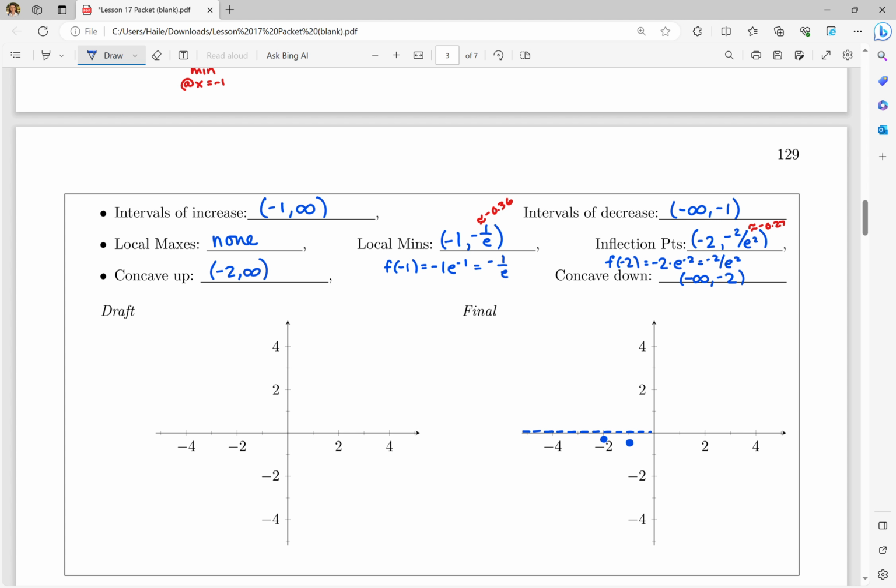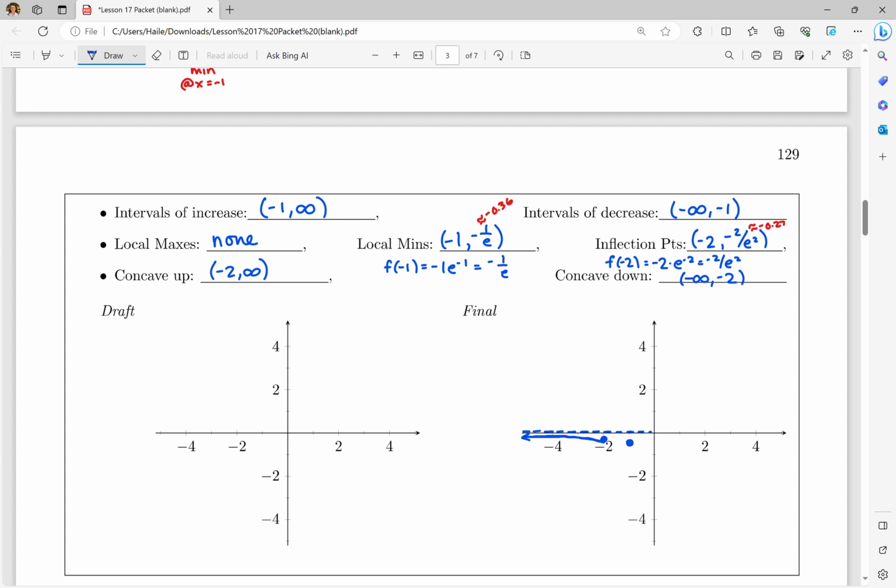Okay, so let's kind of break this down. Between negative infinity and negative 2, we're decreasing and we're concave down. So that should look something like this. It's not going to look extremely concave down, but that's just because my points are so close together.